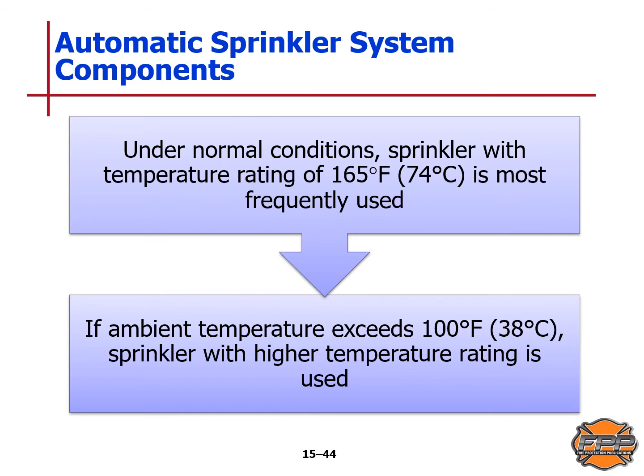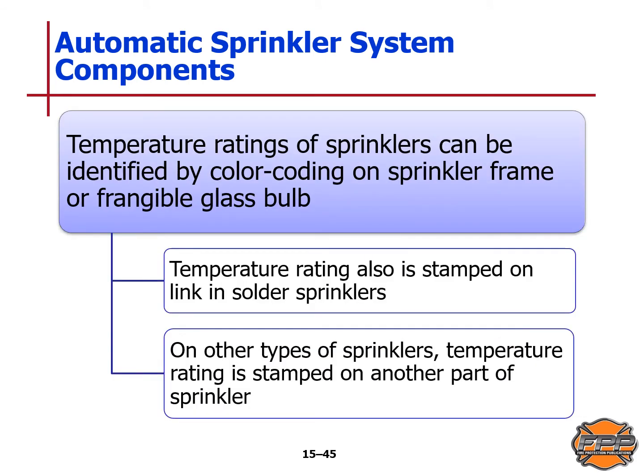Under normal conditions, a sprinkler with a temperature rating of 165 degrees Fahrenheit or 74 degrees Celsius is most frequently used. If the ambient temperature exceeds 100 degrees Fahrenheit or 38 Celsius, a sprinkler with a higher temperature rating is used. Temperature ratings of sprinklers can be identified by color coding on the sprinkler frame or frangible glass bulbs. The temperature rating is also stamped on the link in solder sprinklers. On other types of sprinklers, the temperature rating is stamped on another part of the sprinkler.